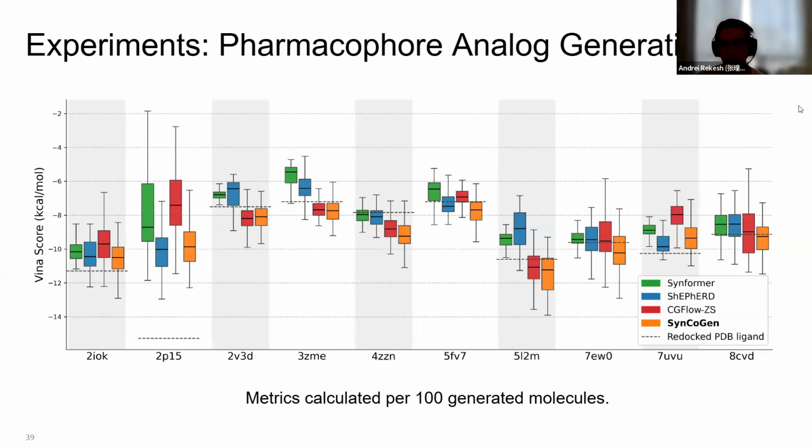And CGFlow, which is an autoregressive 3D generator that also includes synthesizability constraints in the model as well. And we see that we do quite well on most of the targets relative to the other methods.